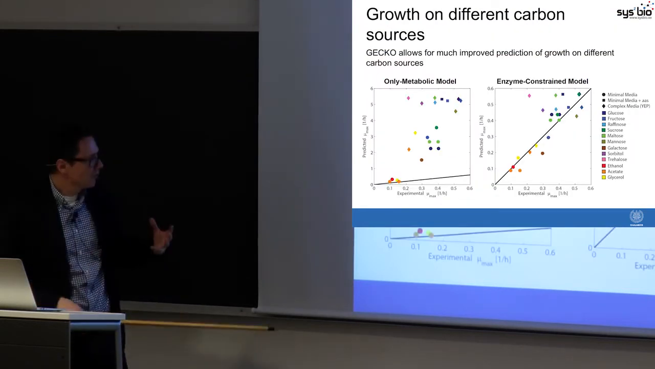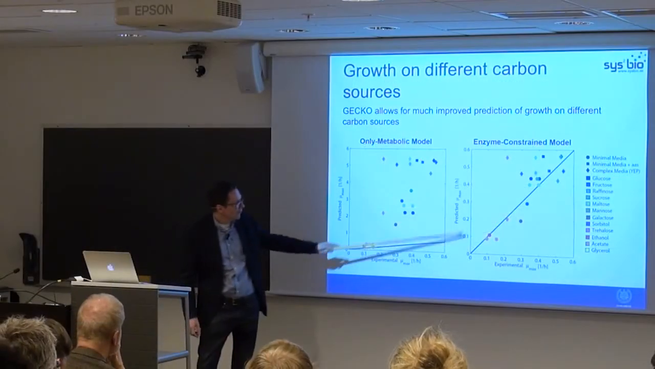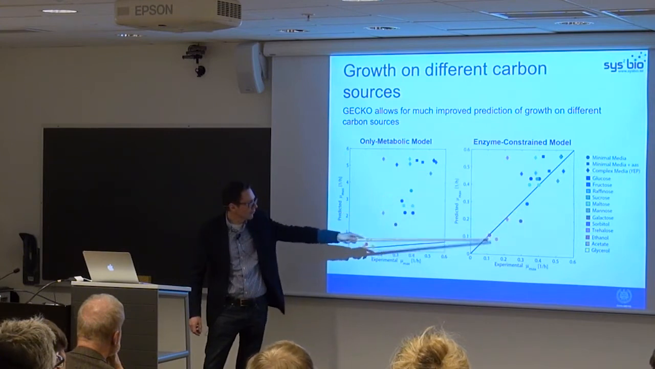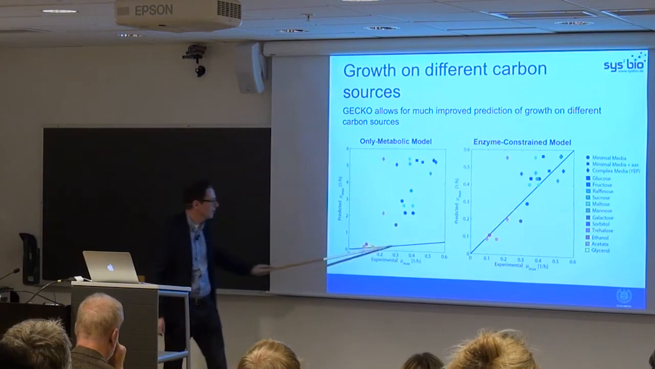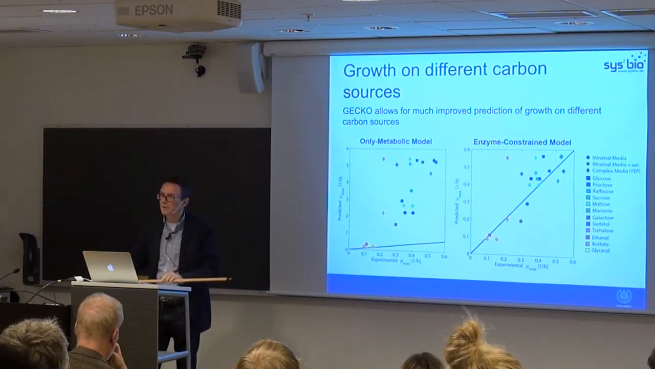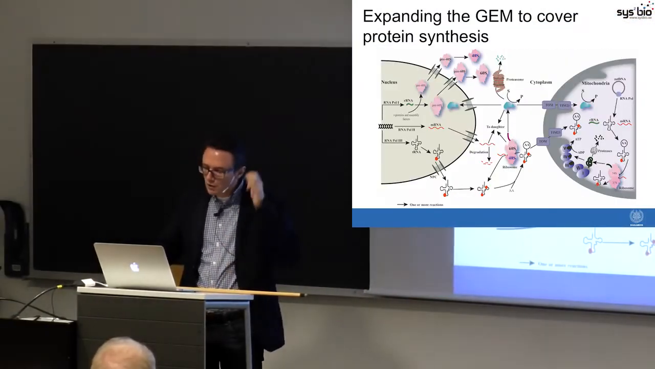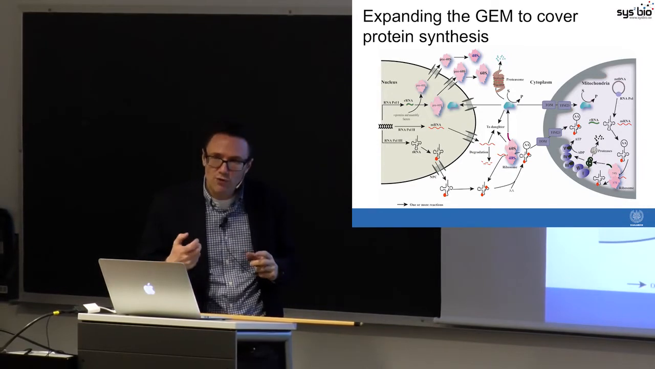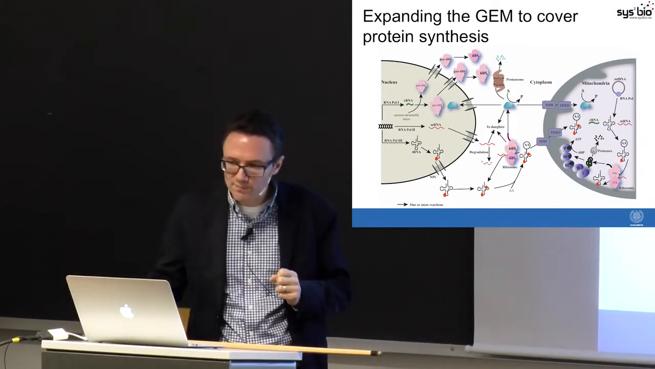With this multiple and introduction of kinetic constraints, we can also describe much better the growth on a number of different carbon sources, as illustrated here. Here are experimental values versus predicted, compared with standard FBA modeling that doesn't account for any protein allocation. So we're now expanding this concept to also describe all the reactions associated with protein synthesis.